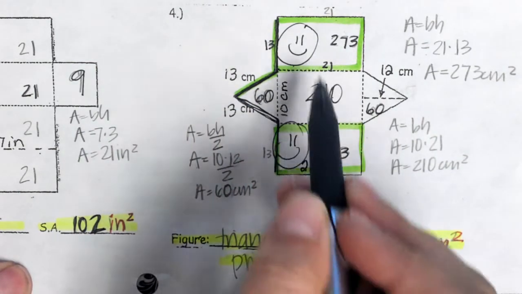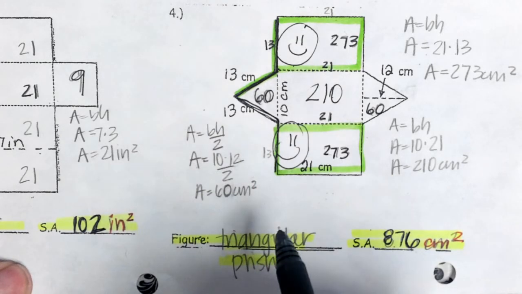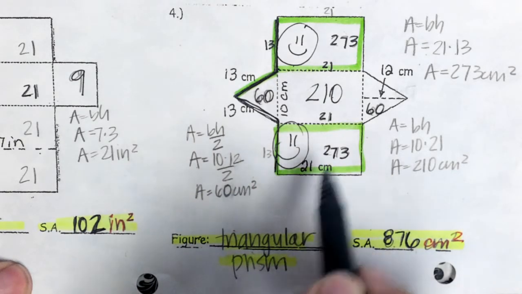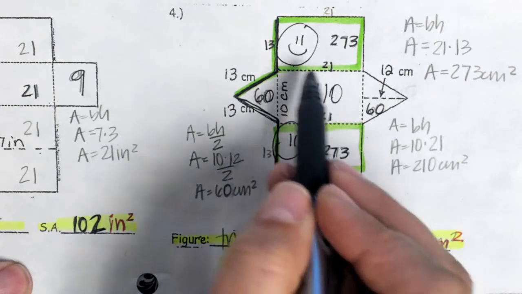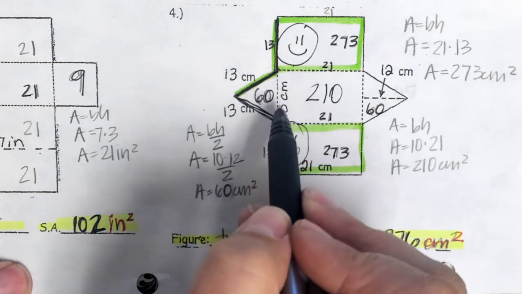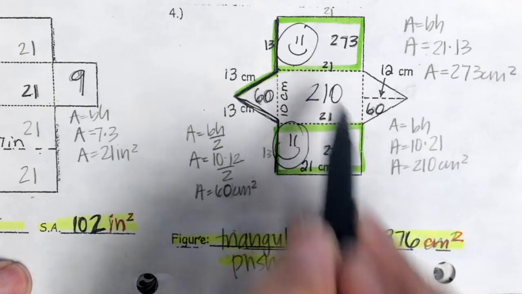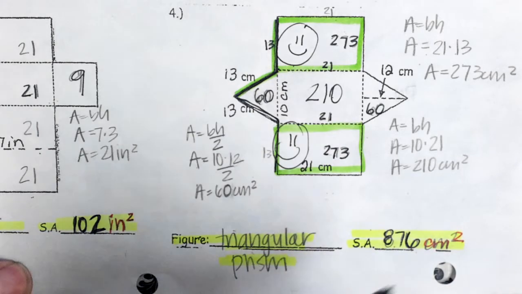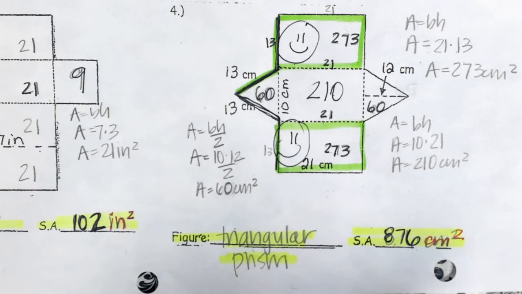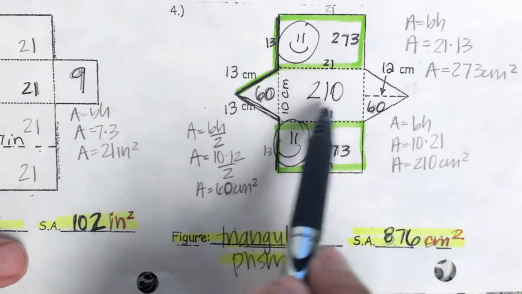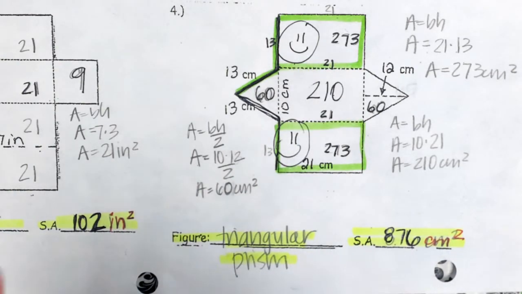So both of these rectangles, I put little smiley faces to show you they were equal, will be 273. The middle one has a measurement of 10 by 21, which would give us 210. So, triangles, hopefully you guys got that part. I think if you were going to miss it, it would be that you counted all 3 of them as 210.